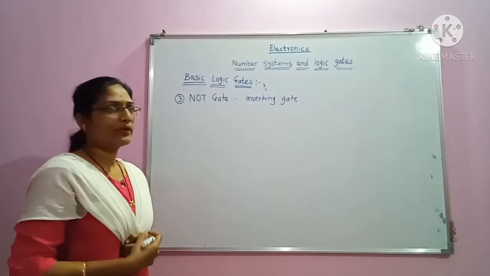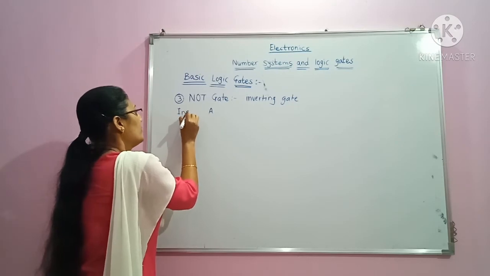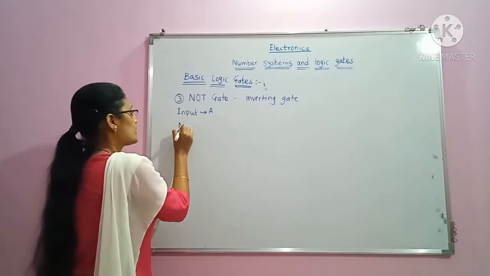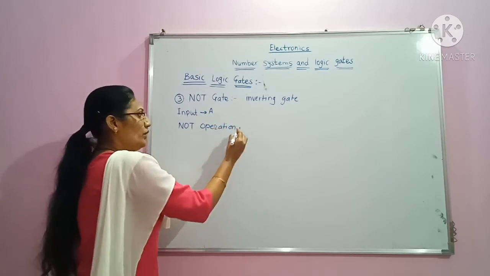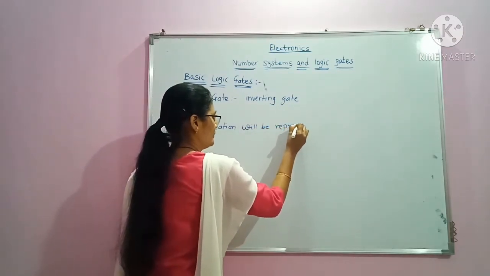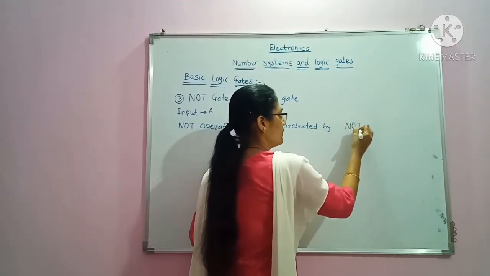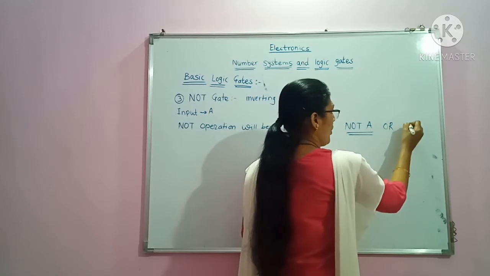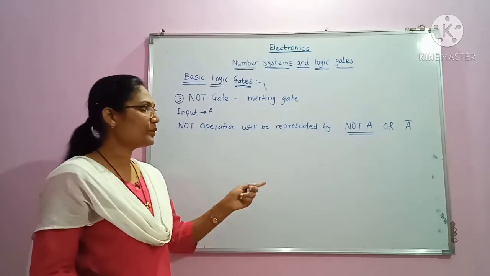Suppose I have taken A as an input. Then its NOT operation will be represented by not A or complement of A. Complement of A means 0 to 1, 1 to 0.